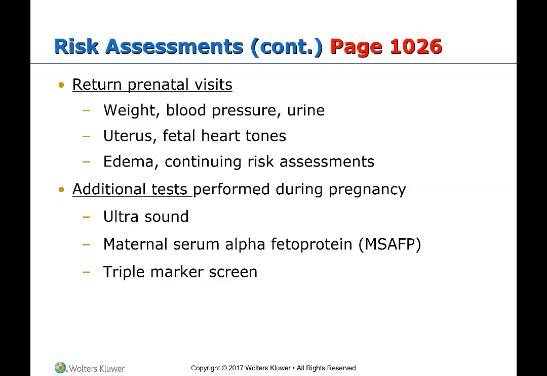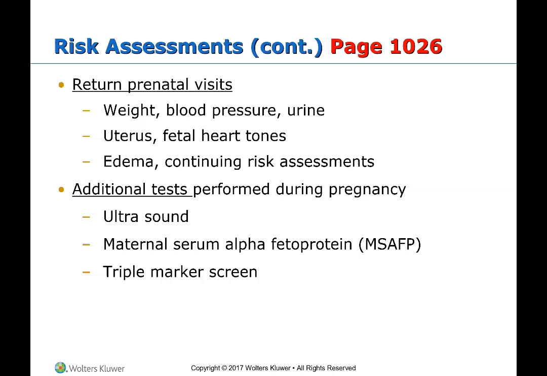They can also screen for other problems. This also screens, as an example, for Down syndrome, and this would be called a triple marker screen. High alpha fetoprotein signals a neural tube defect. And they can do other things to verify this, such as an amniocentesis or an ultrasound.